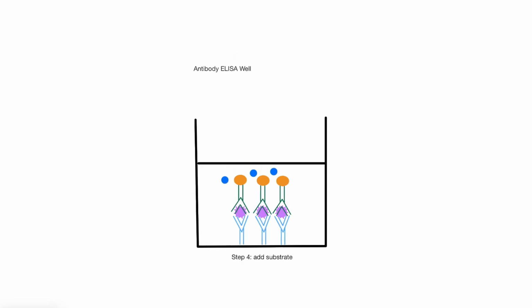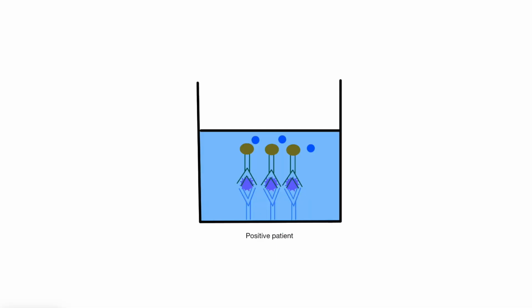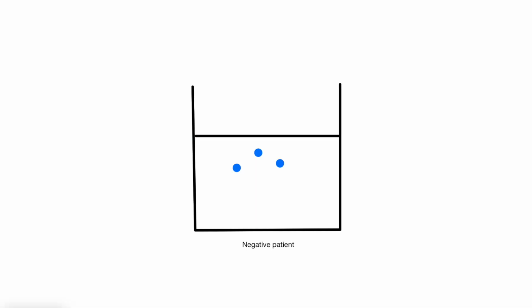Step 4 is to add the substrate. If anti-SARS-CoV-2 antibodies are present, the enzyme reacts with the substrate and turns the solution blue. The color change confirms that antibodies are in the patient's serum, meaning they were infected previously or are currently undergoing an immune response. However, a positive color doesn't necessarily mean that there is an ongoing infection because antibodies can persist long after recovery.